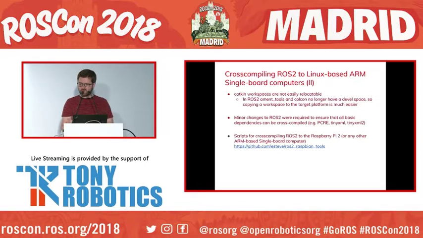And if you are interested, you can go to this repository and check out the scripts for cross-compiling ROS2 for the Raspberry Pi. But at this point, I wasn't happy. I wanted to do more, so I took a step further, and I thought, why not port ROS2 to Android, and eventually iOS, and then eventually UWP, and that's where I draw the line.